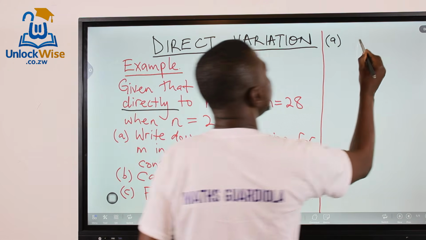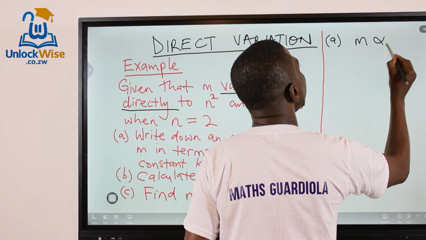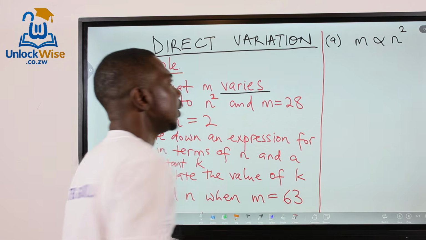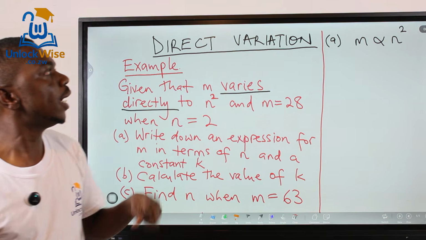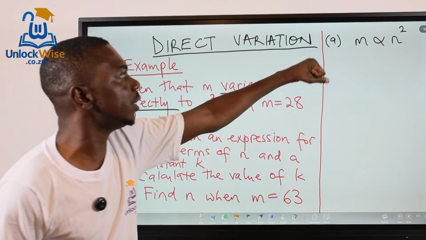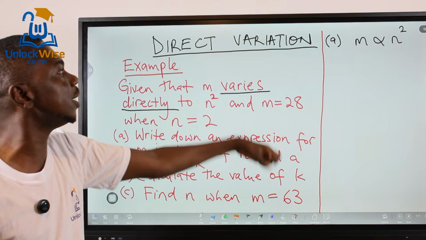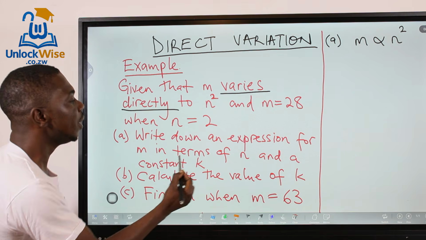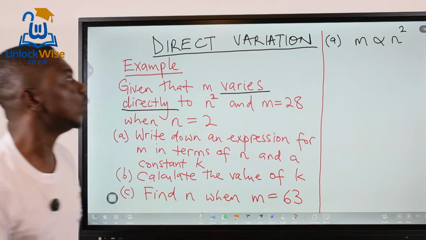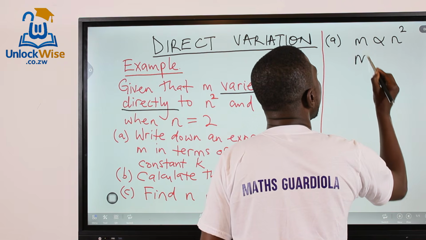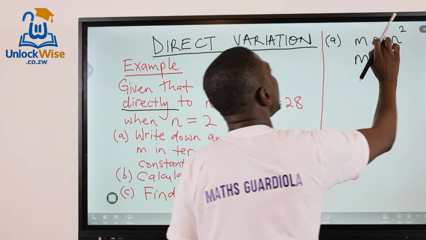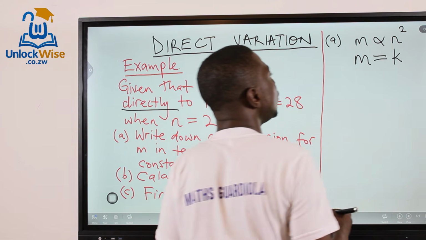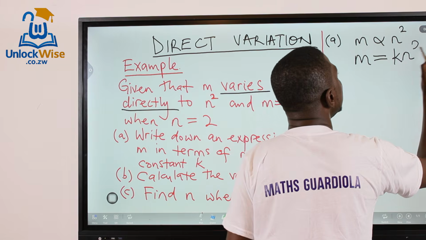M varies directly to n squared. Having written this, I am going to change this into an expression, into an equation, because I am asked to write an expression for m in terms of n and a constant k. So what I'm going to do is write my m, remove the proportional sign and introduce an equal sign, k, which is the constant of proportionality, and have n squared.